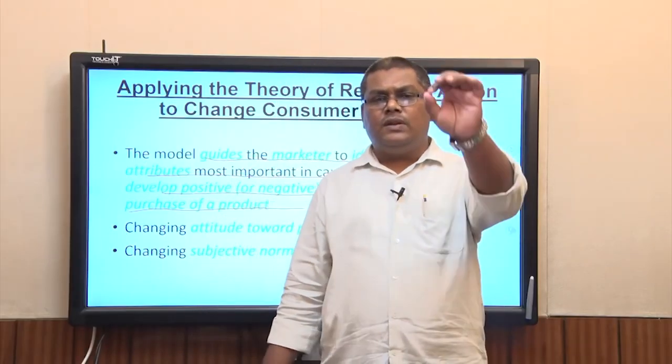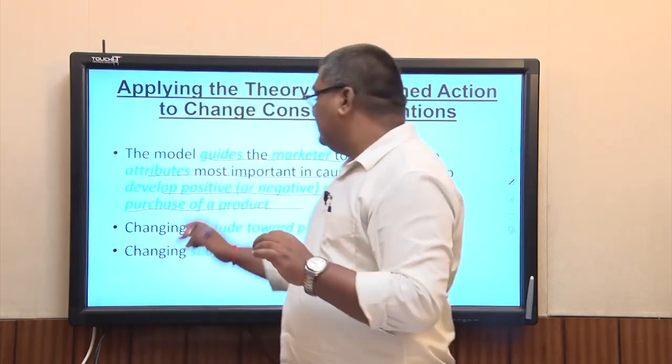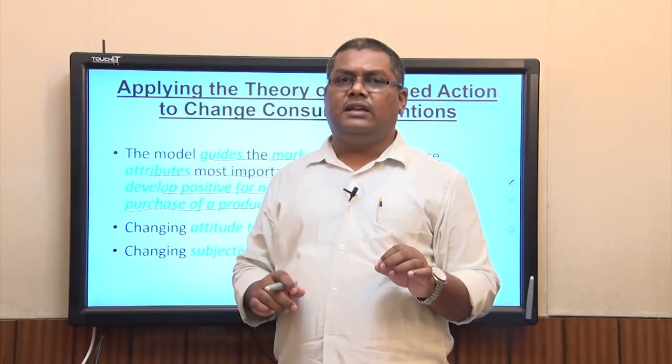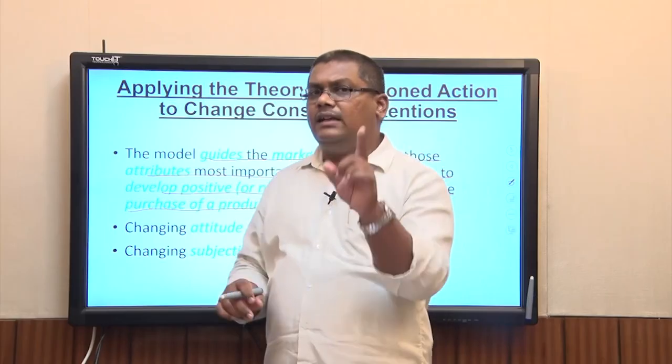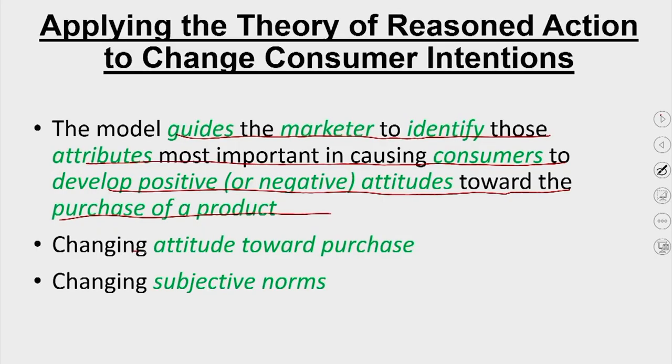Find out those attributes which consumers like and promote those attributes. That is the first thing I can do, and that can lead to attitude change. The second thing is changing attitude towards purchase. I can change people's attitude towards purchase. For example, if I give the right attributes and people like it, then people's attitude towards purchase will be changed.